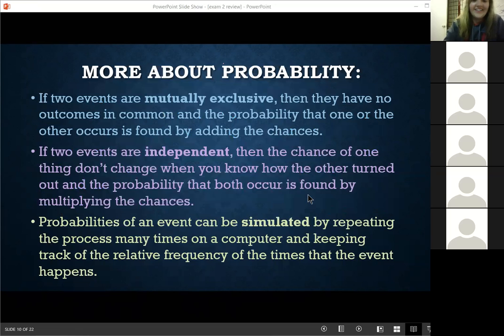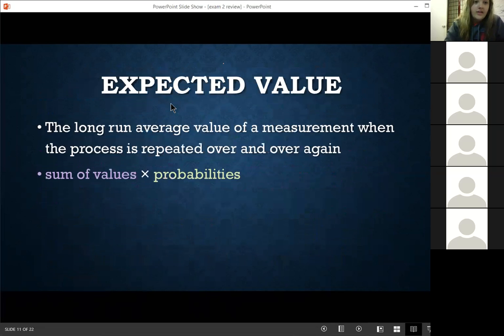Okay, so basically the probability of an event can be simulated by repeating the process. This has to do with when we would use StatKey and keep pressing to make a bunch of samples. That's just saying that since we often aren't able to do that in real life, we can simulate it accurately by using something like StatKey.